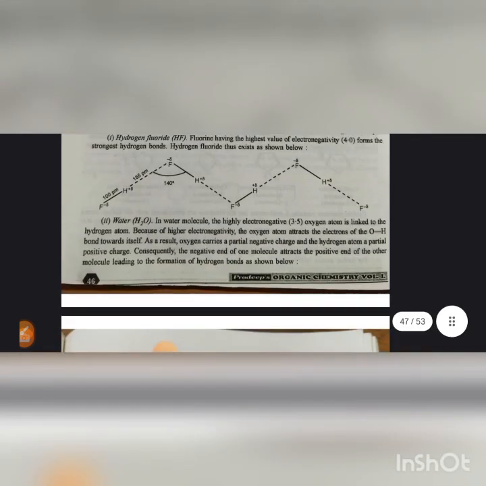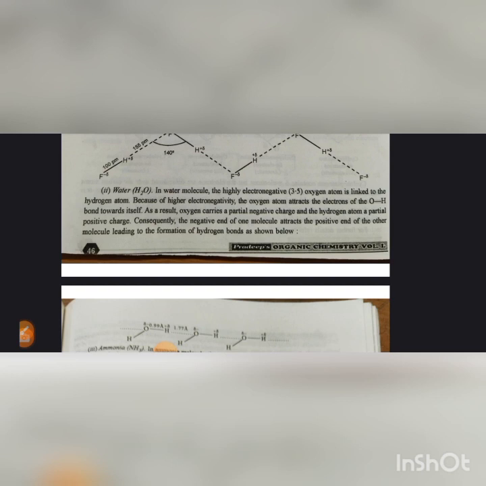Second is water. In a water molecule, the highly electronegative oxygen atom, whose electronegativity is 3.5, is linked to the hydrogen atom. Because of higher electronegativity, the oxygen atom attracts the OH bond towards itself. As a result, oxygen carries a partial negative charge and the hydrogen atom carries a partial positive charge. Consequently, the negative end of one molecule attracts the positive end of the other molecule, leading to the formation of hydrogen bonds. Third is ammonia. In ammonia molecules, the moderately electronegative nitrogen atom, with electronegativity 3, is linked to the hydrogen atom. Fourth is alcohols and carboxylic acids.